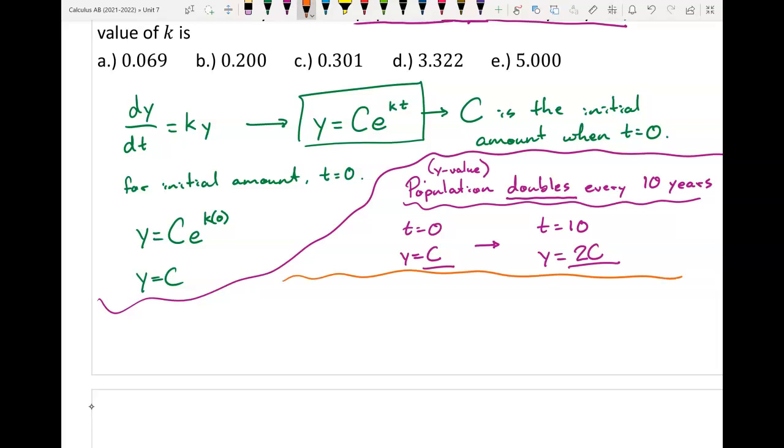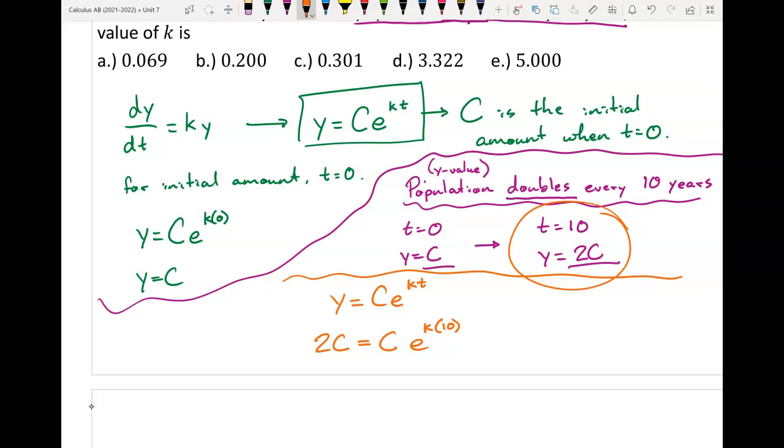So now that I know this fact, I can go ahead and say that I can set up an equation with the t equals 10 and y equals 2c. So that would be where I have y equals c e to the kt. I now can say that that is 2c equals c e to the k times 10. And the reason why I want to do this is now when I go solving for k, what happens to my c's?